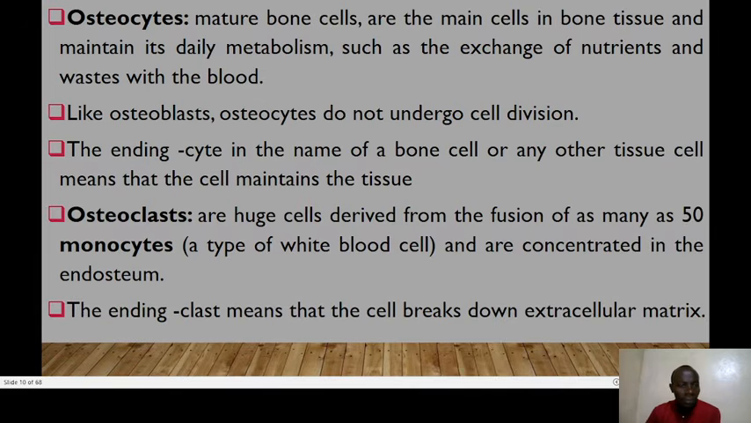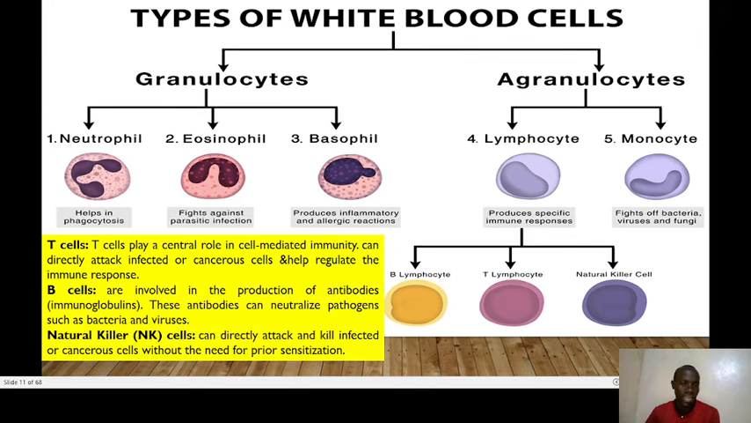Okay. Another group of cells, we have the osteoclasts, and this is the last class of the bone cells. They are huge cells derived from fusion of as many as 50 monocytes. Monocytes are just a type of white blood cells, and I'll be showing you the different types of white blood cells in the next slides. They are concentrated in the endosteum. The ending clast means the cell breaks down extracellular matrix.